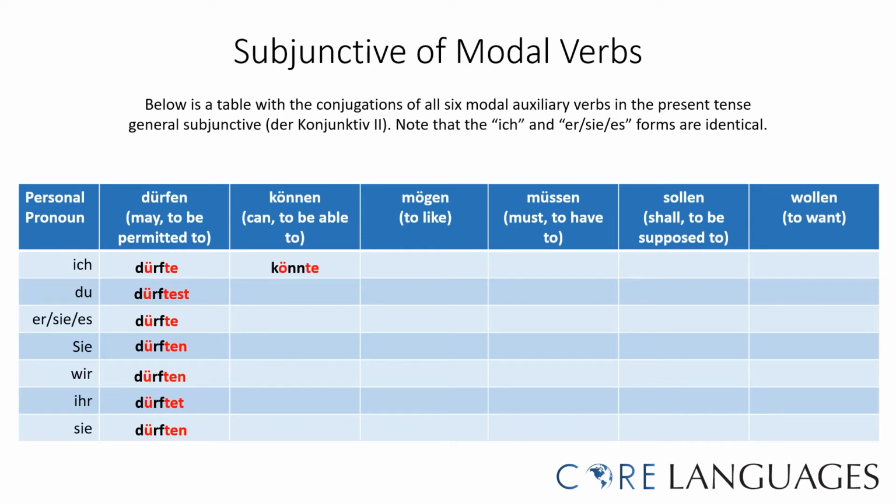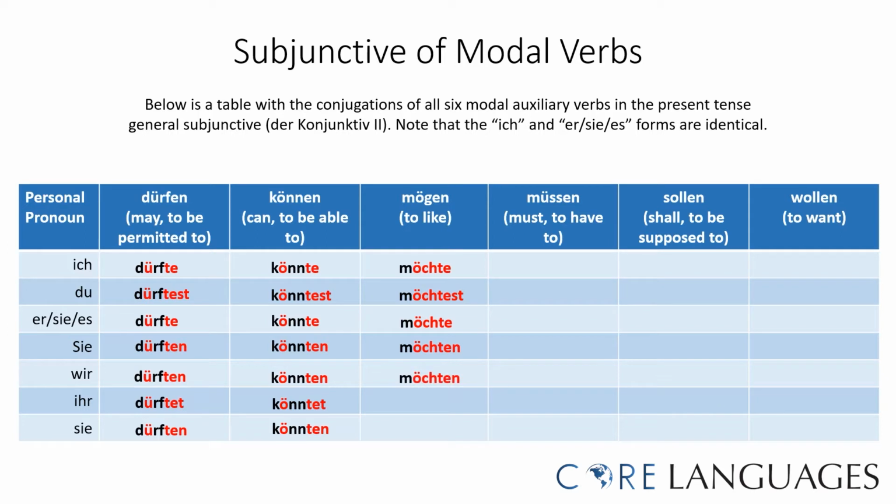Ich könnte, du könntest, sie es könnte, Sie könnten. Wir könnten, ihr könntet, Sie könnten. Ich möchte, du möchtest, sie es möchte, Sie möchten. Wir möchten, ihr möchtet, Sie möchten.